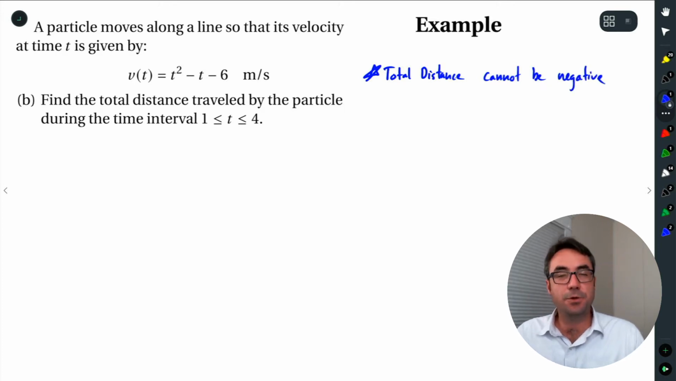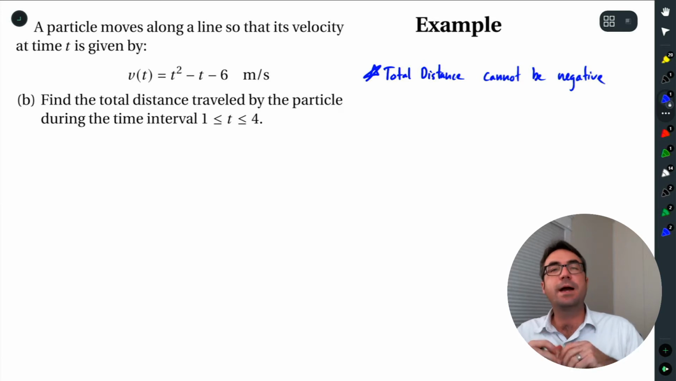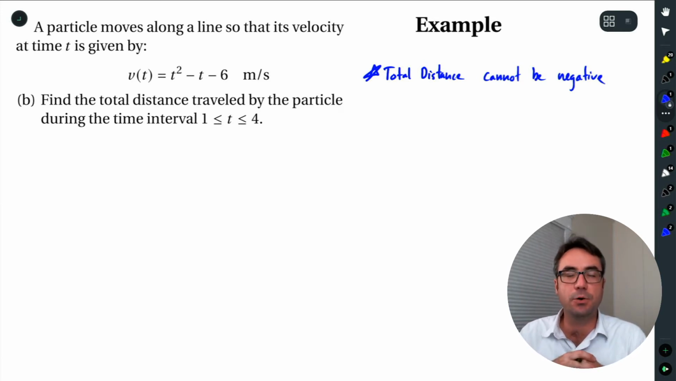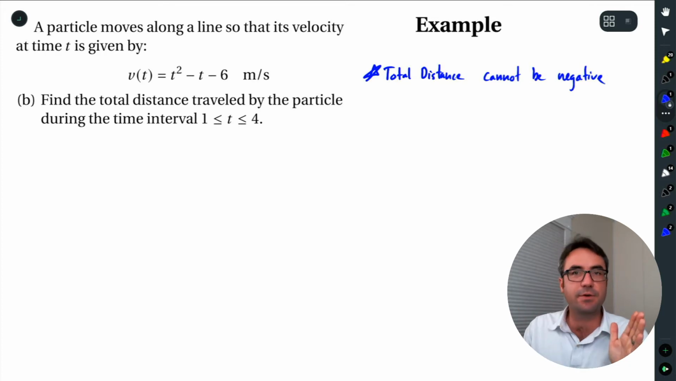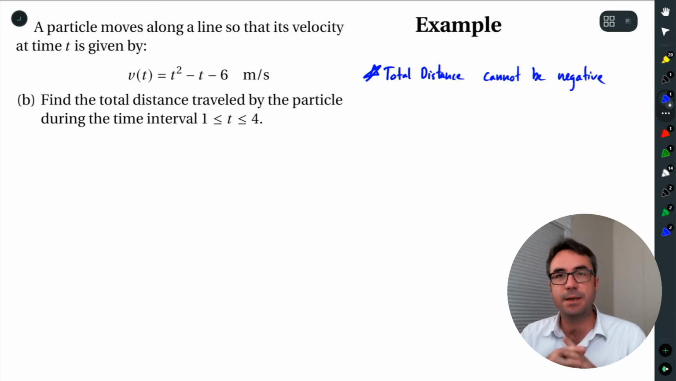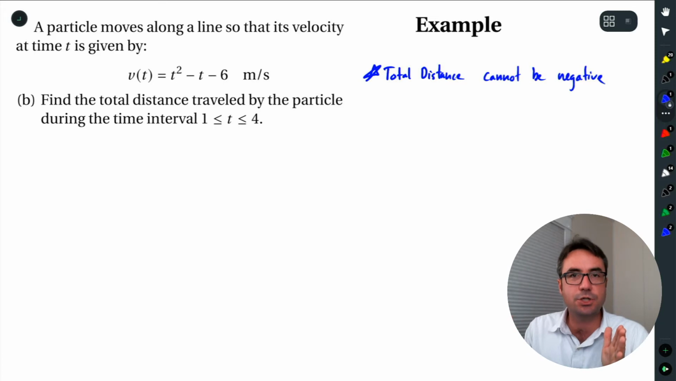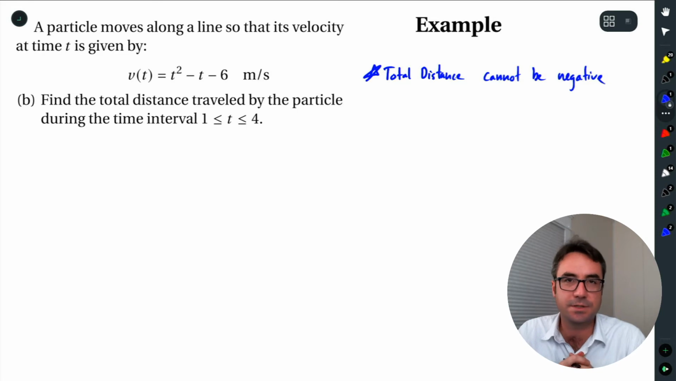When we talk about total distance traveled, what we're trying to do essentially is strip out the direction component from our calculations, and we just want to know how much ground we actually cover. We might be retracing some of our steps, but we want to figure out how much ground we cover. So total distance cannot be negative. It can only be positive, or in the trivial case where our object's not moving, total distance could be 0.